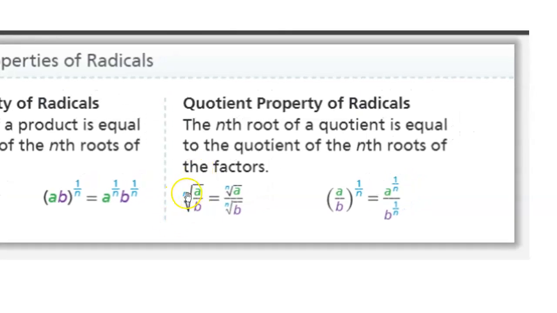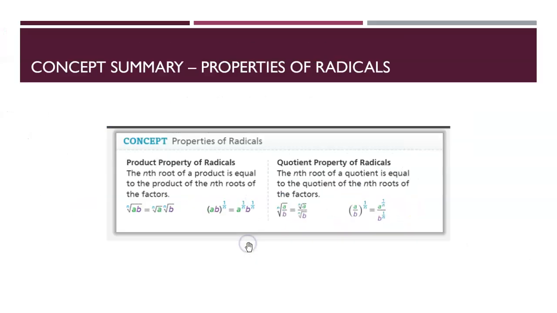Then we have the quotient property. So if we're dividing inside of a radical, and if the numerator and the denominator are inside the same radical, we can split that up so that a radical will apply to both the numerator and the denominator. Or if it's written like this in the second form here, if we have a over b raised to the exponent 1 over n, so it's a rational exponent, that rational exponent would apply to both the numerator and the denominator.